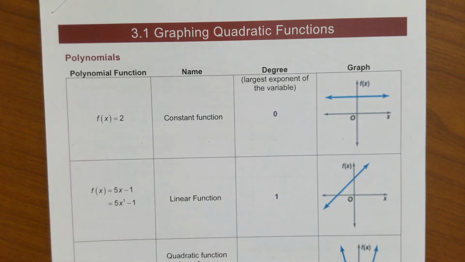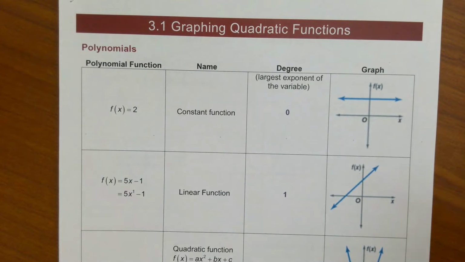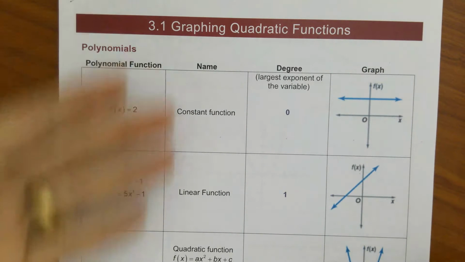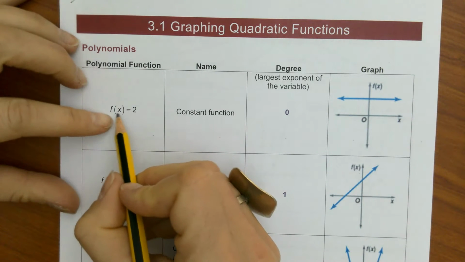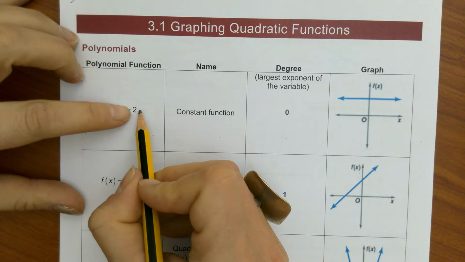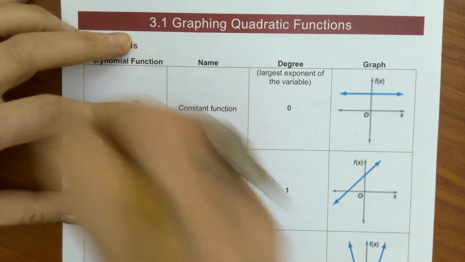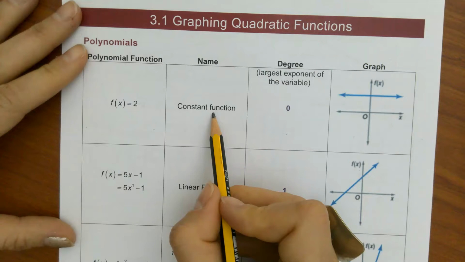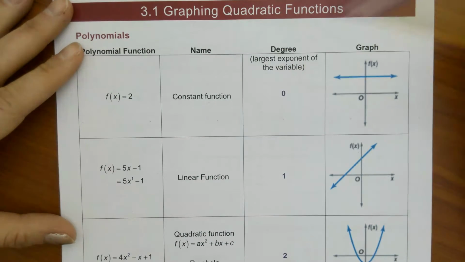Okay, so now we're doing 3.1, graphing quadratic functions. So what are quadratic functions? First we're just going to look at lots of different functions. If I have a function that doesn't have any x's, or has an x with a power of 0, which really means there are no x's, it's a constant function and it's a horizontal line. Okay, we're not going to talk about those.